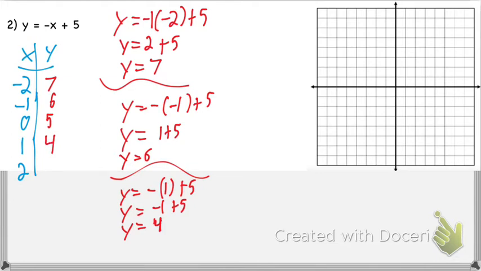And when x is 2, y is what, Emily? 3, very good. So we can plot these. Negative 2, comma 7, negative 1, comma 6, 0, comma 5, 1, comma 4, and 2, comma 3. And notice, hey, these do make a straight line again. Connect our dots and make a straight line. Questions on this one?